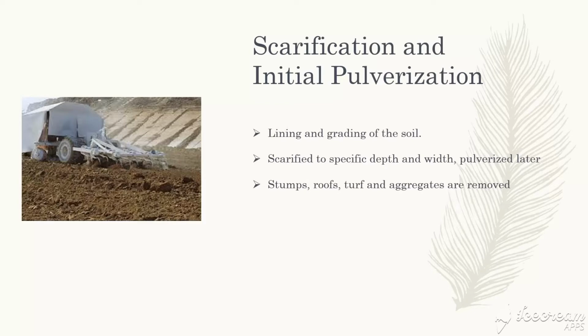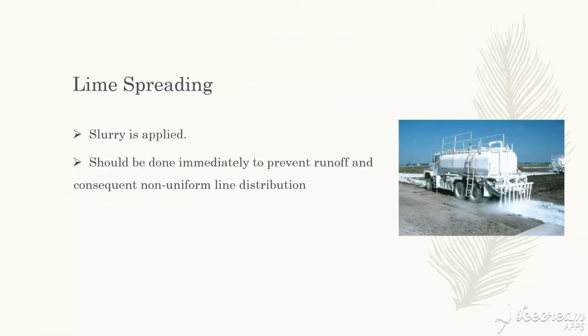Process of scarification and initial pulverization: after the soil has been brought to line and grade, the subgrade can be scarified to the specified depth and width and then partially pulverized. It is desired to remove non-soil materials such as stumps, roots, turf, and aggregates. Scarification is done because a scarified or pulverized subgrade offers more soil surface contact area for the lime. Next is the process of lime spreading.